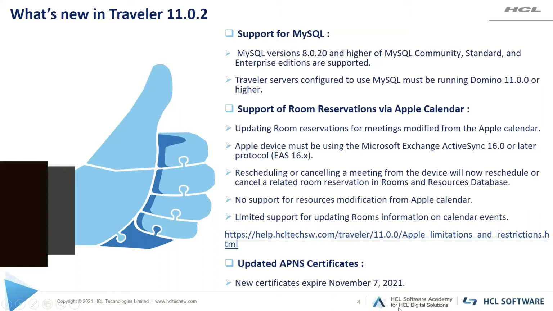Traveler 11.02 also has the updated APNS certificate, which has a validity till 7th November 2021. Moving on to the next slide.